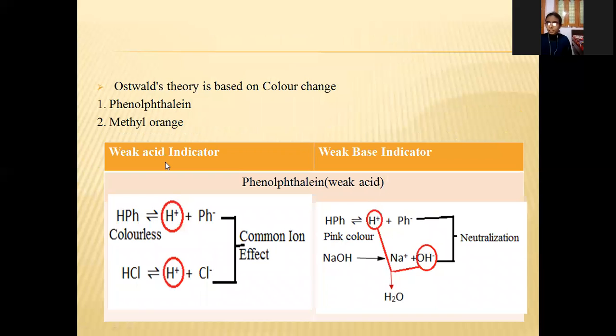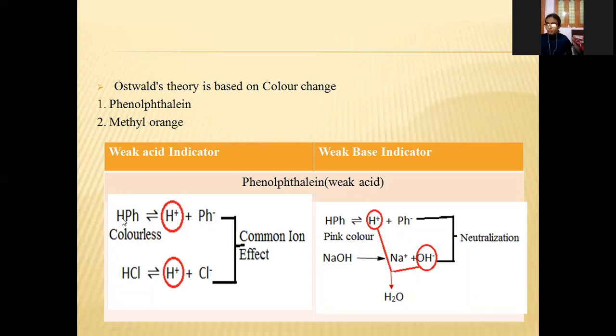If we take phenolphthalein and methyl orange as example indicators, phenolphthalein is the weak acid and methyl orange is the weak base. So, a weak acid indicator and a weak base indicator. First, let us take phenolphthalein as the example of the weak acid.